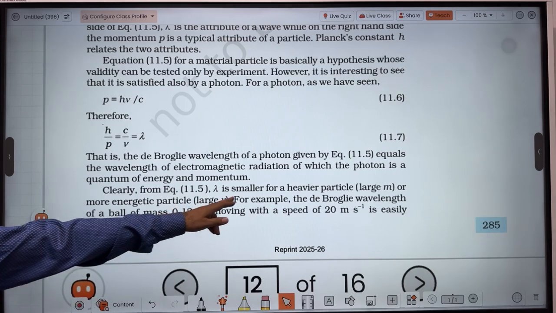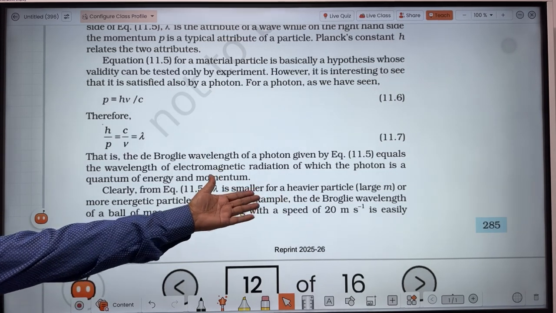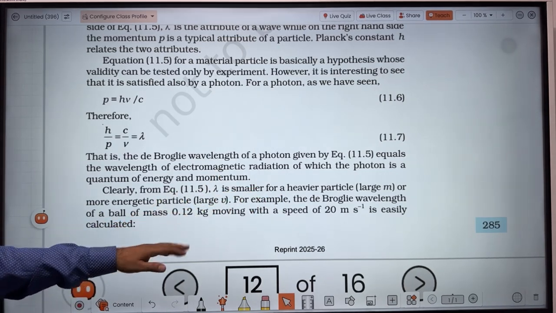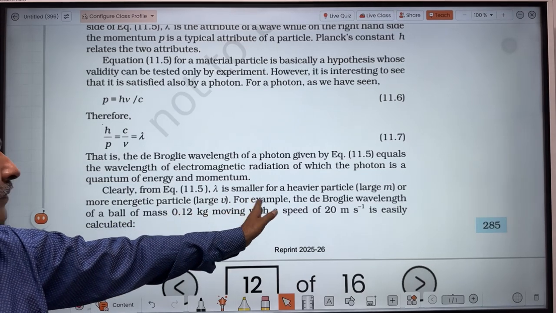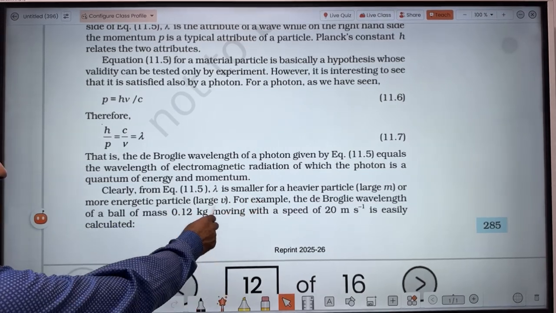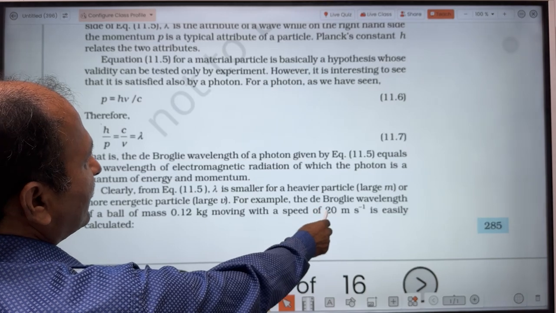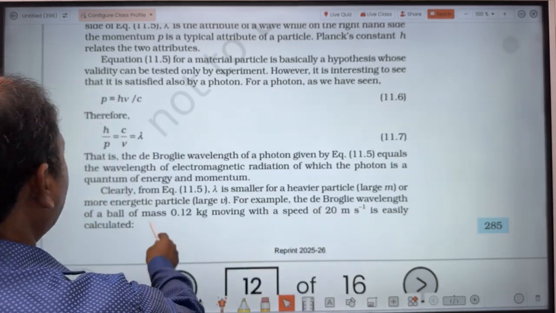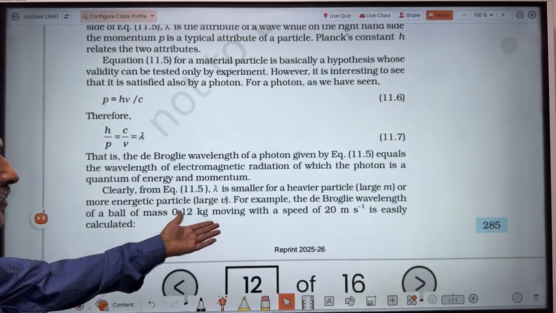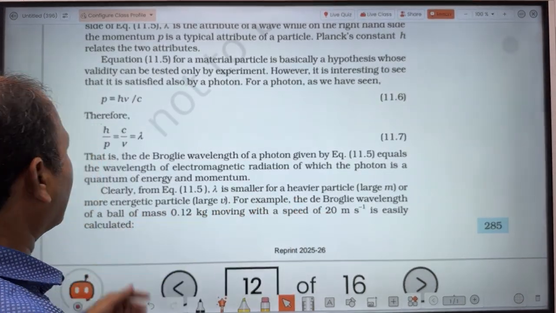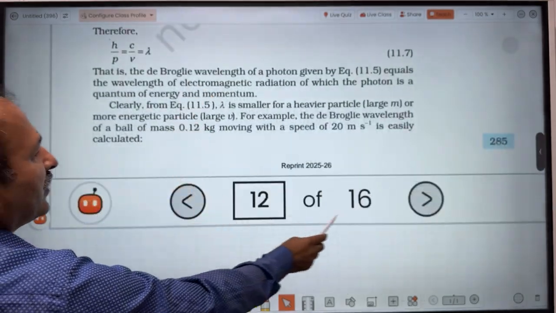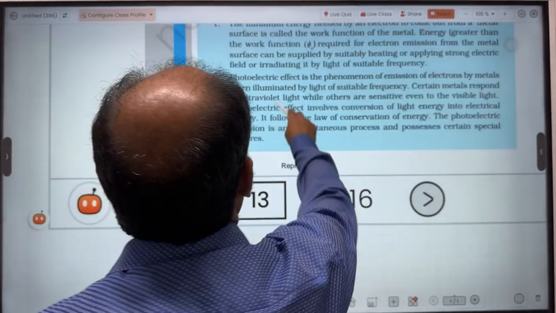Clearly, lambda is smaller for heavier particles with large mass m, and for more energetic particles nu. For example, the de Broglie wavelength of a ball of mass 0.12 kg moving with the speed of this much is easily calculated. So let's see how the calculation can be done.